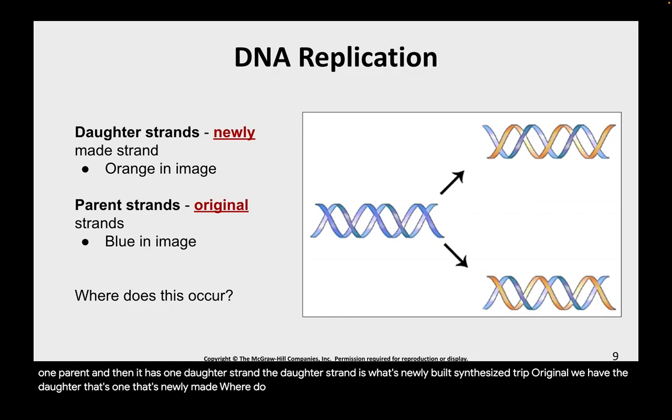Where do we think this happens in the cell? In the nucleus, yeah. DNA cannot leave the nucleus, so this all happens in the nucleus. So going from a parent strand to a daughter strand, making those daughter strands, it all happens in the nucleus.